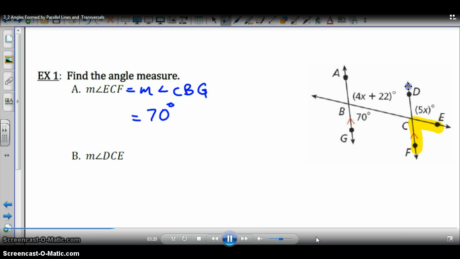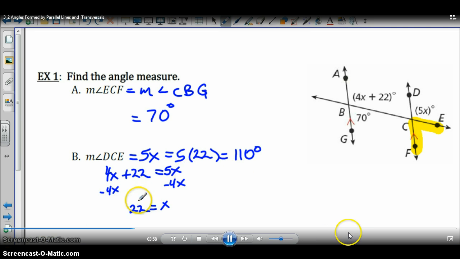For the next problem, we want to find the measure of angle DCE, and that corresponds to ABC. So 4x plus 22 should be the same as 5x. So take a moment or two and try and solve that equation. Pause the video if you need more time. And then plug it back in to find out what the measure of the angle is. This is what you should get.